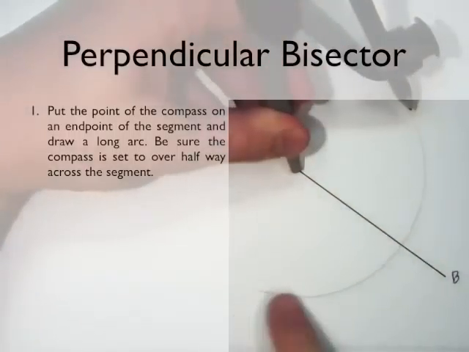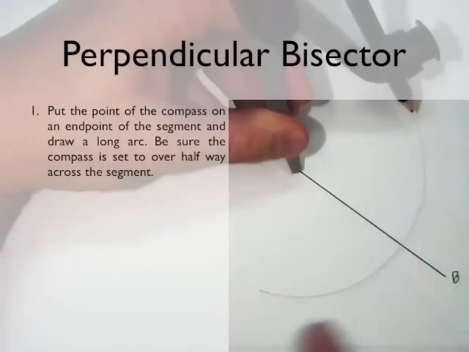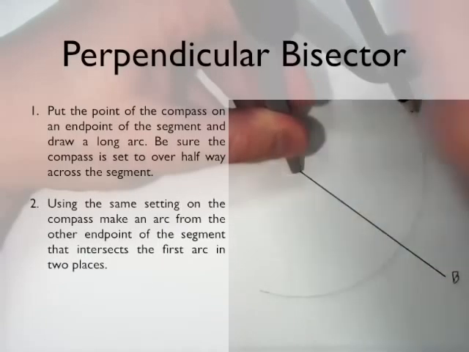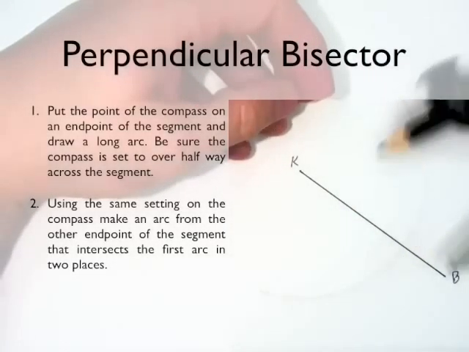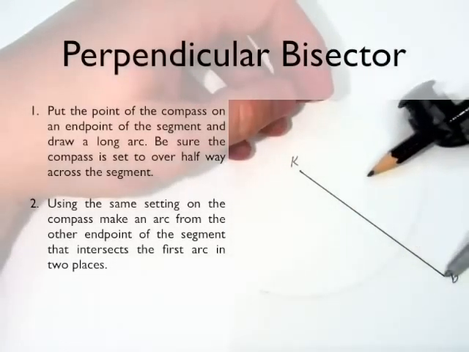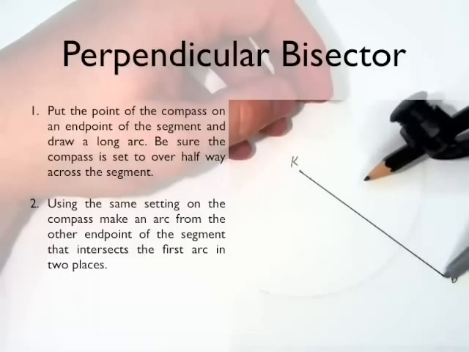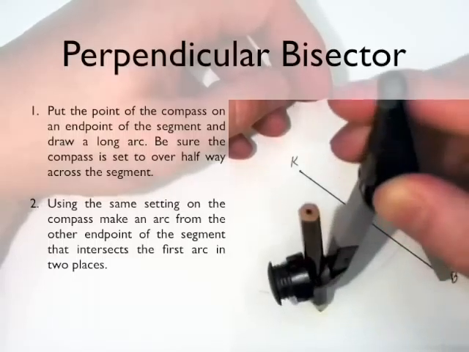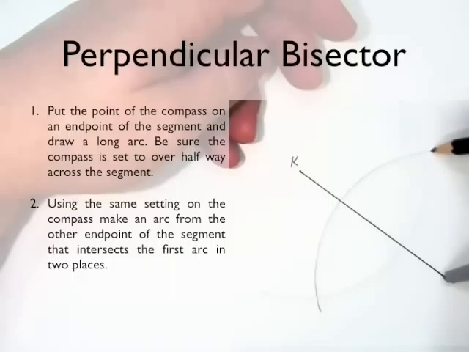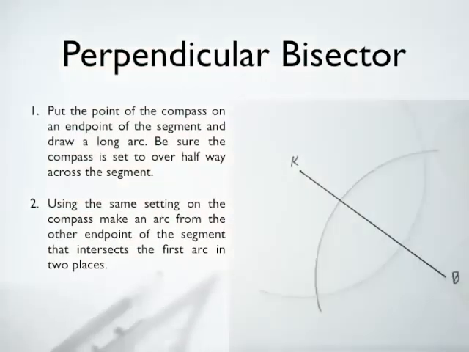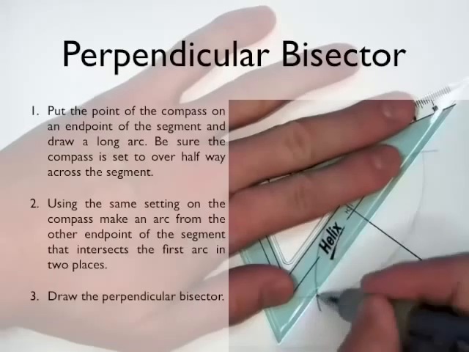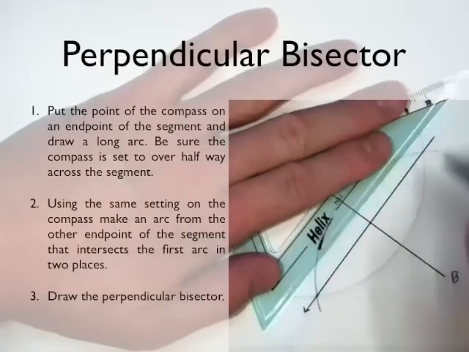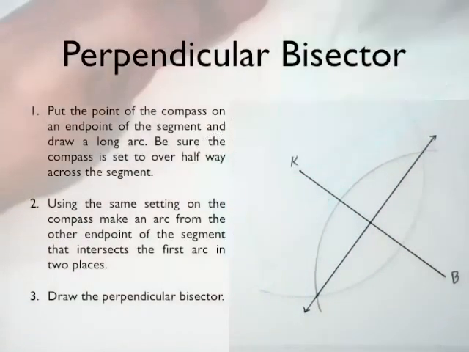Notice how I've made a very large arc that extends quite a distance, both above and below the line. Now, without changing the measurement of my compass, I am simply going to move the point of my compass to the other endpoint and draw another arc. I think you've guessed what our next and final step is going to be. We are going to draw a line using the two points that our arcs just discovered.